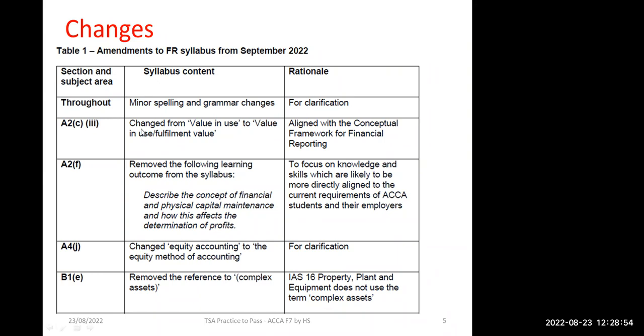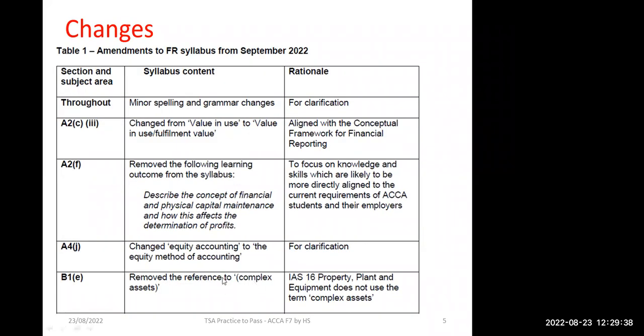Can you see the screen? Okay. In the A2 section of the syllabus, there is a change from value in use. We use the word value in use under IAS 36. The new name for value in use is fulfillment value, so we can use the word fulfillment value for value in use. Another one is the word equity accounting. We use equity accounting to deal with associate companies, and it will be changed to equity method of accounting. So I don't think it's a major change in the syllabus.